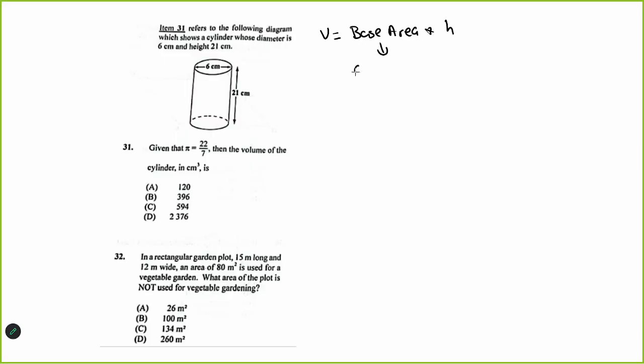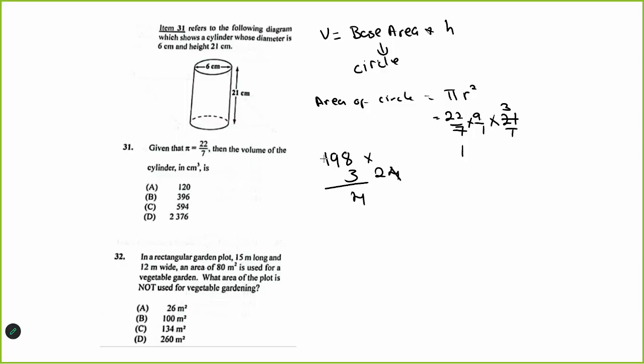And your base area is your circle. So the area of a circle would be pi r squared, which is 22 over 7 times, not 6, but 3 squared, which is 9, times my height, which is 21. 7 into 7, 1, 7 into 21 is 3. That would be 9 by 22. 9 2s are 18. That's 198 times 3 is 594. So the answer is C.